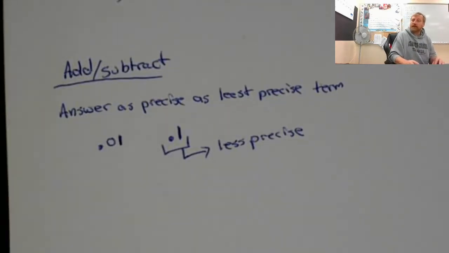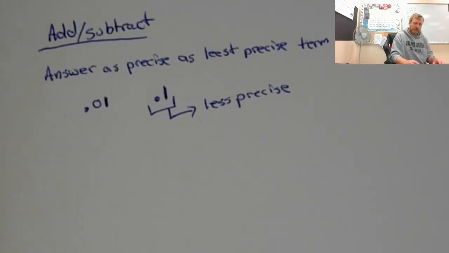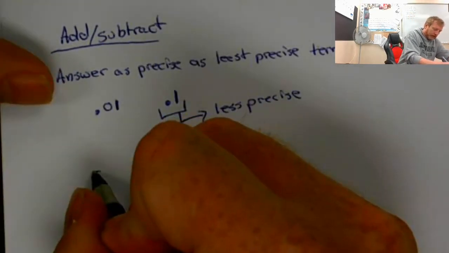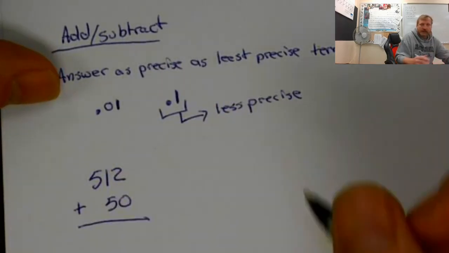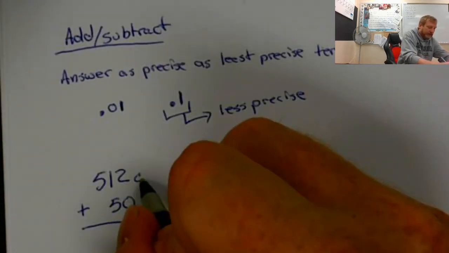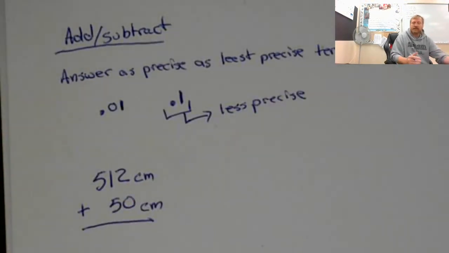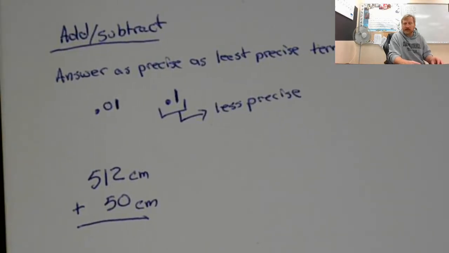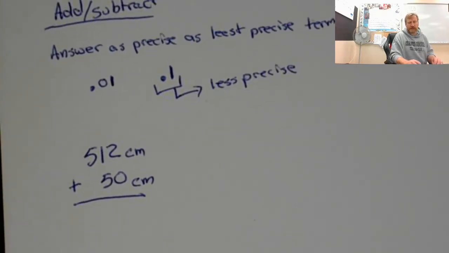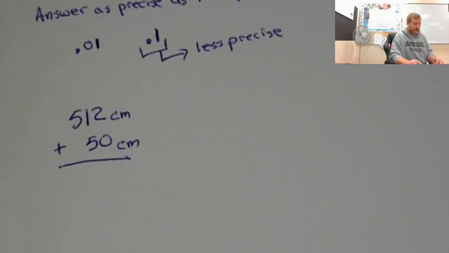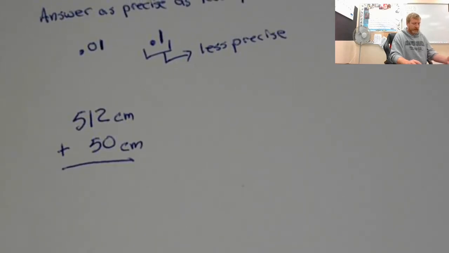So let's take a look at this in practice. If I've got, say, 512, and I'm going to add 50 to it. As long as these are measured items, so we'll say centimeters, then we have to do these sig fig rules. If they're counted items, then it doesn't matter. You just do math the same way you've always done math. Those are considered perfect numbers, and these rules don't apply to them. But in this case, centimeters are measured values, and so there's some uncertainty in them. We're going to add them together first the same way you've always added.